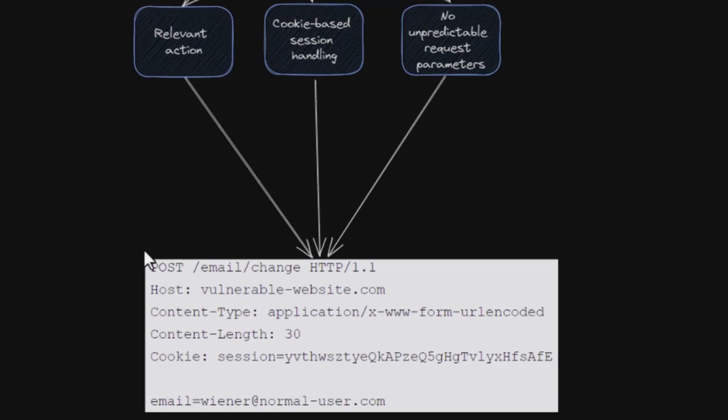So this HTTP request satisfies all of the above conditions. The relevant action in this case is to change the user's email address. We can see that it uses cookie-based session handling because we don't see any additional authentication tokens or headers like authorization bearer. The only thing defined is the session cookie. Now this implies that the application relies solely on session cookies to identify the user making the requests. Third, there are no unpredictable values in the request that are difficult for an attacker to guess.